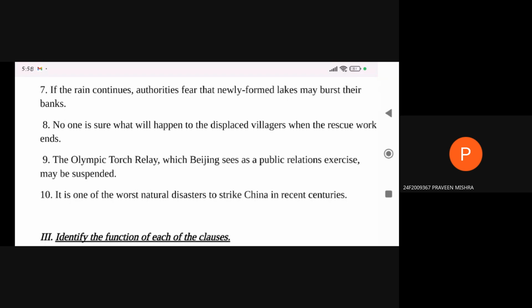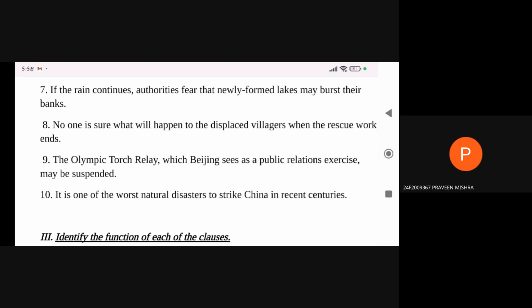Okay. Now, ninth one, the Olympic torch relay, which Beijing sees as a public relations exercise, may be suspended. Which Beijing sees as a public relations exercise, correct. This is your subordinate clause.